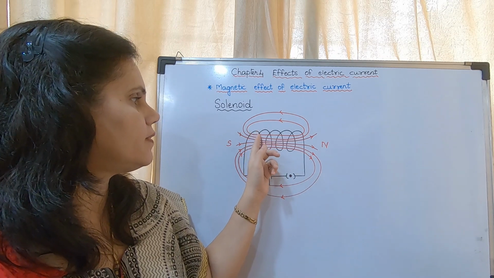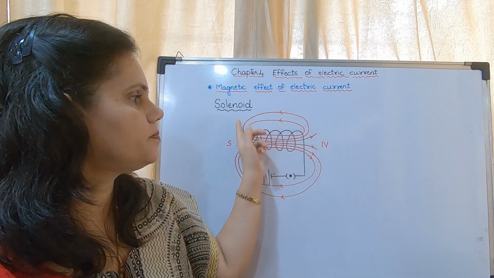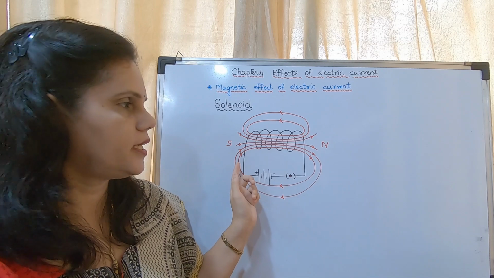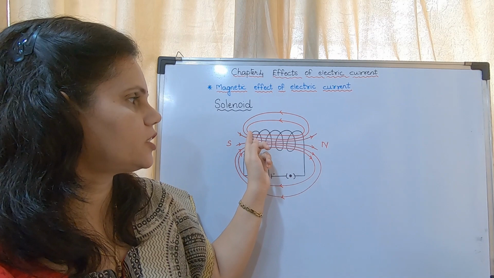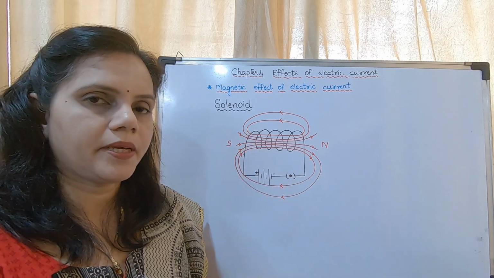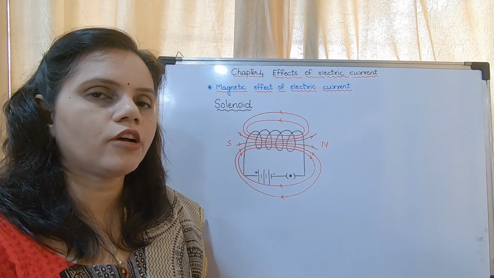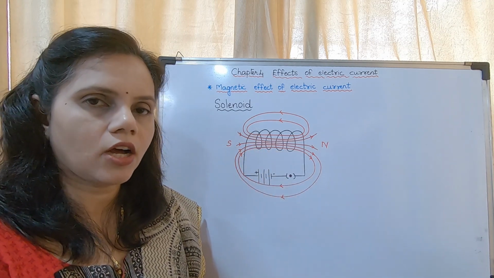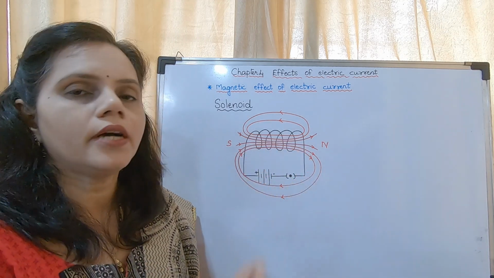When they are in one direction, you may see that the current is flowing in this direction, and in this case it is flowing in the other, opposite direction. I repeat, here the magnetic effect is in this direction, and here the magnetic effect is in this direction. The direction which I have shown in red color is the direction of magnetic lines of force, and the black color which I have drawn is the coil, the solenoid, and the direction of current is from positive to negative.